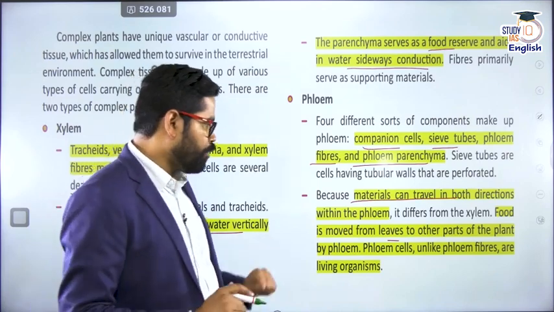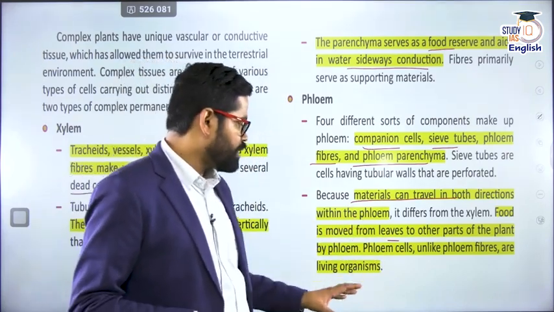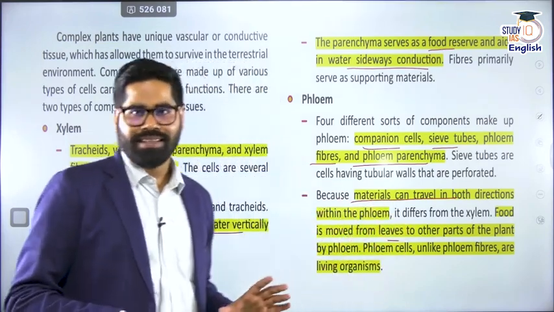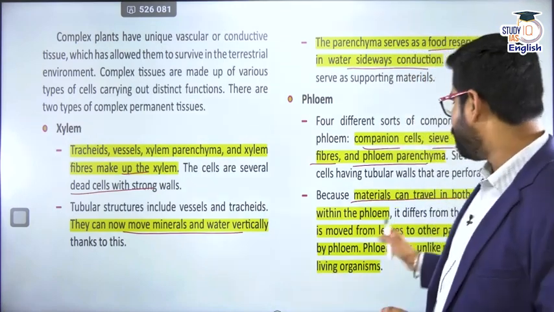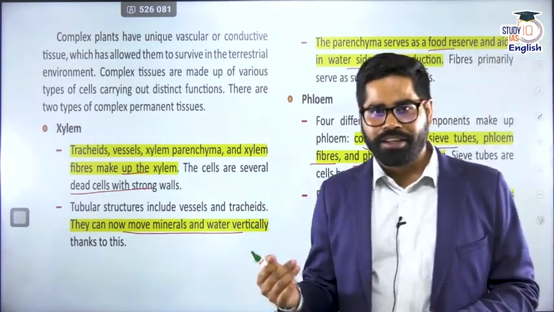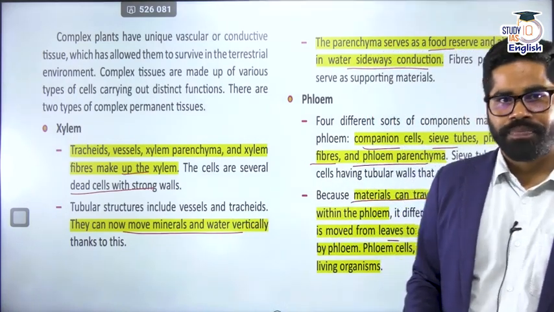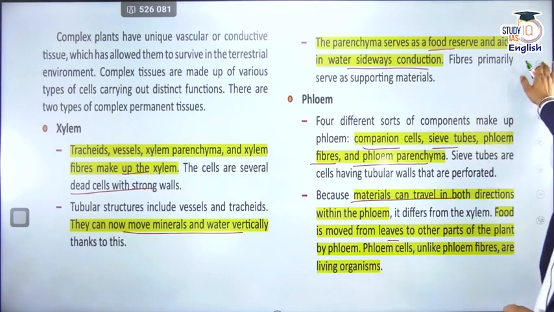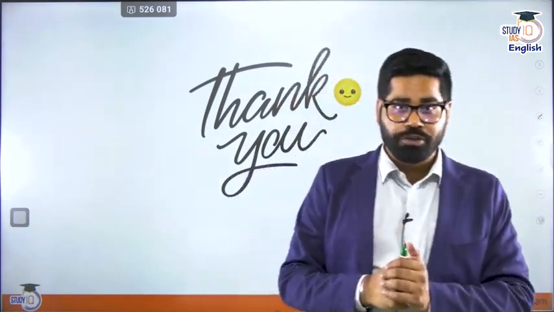See, one more thing. The phloem cells which are there are living cells. They differ from xylem in that the substances can move both ways. So that is the last part of the tissues which were there.